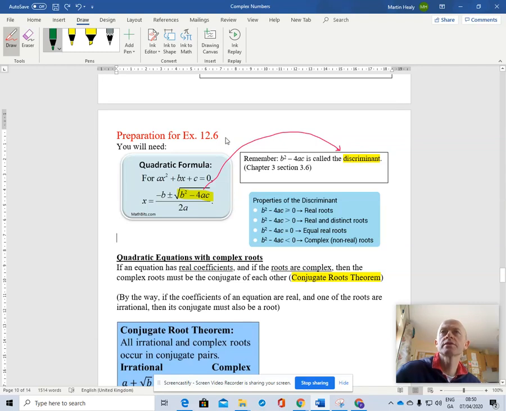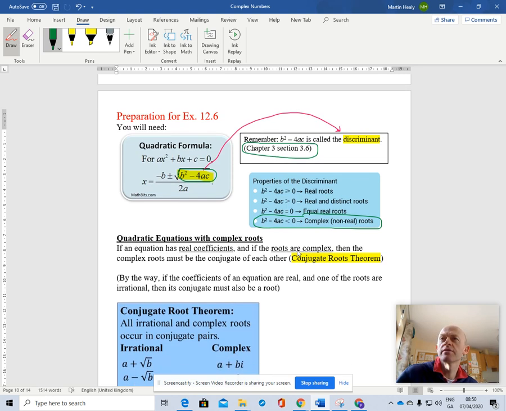This is preparation for exercise 12.6. You need to go over maybe chapter 3, section 3.6 of the quadratic formula. What determines the nature of the roots in a quadratic formula is the discriminant, which is the bit inside the square root in the quadratic formula, b squared minus 4ac. So in this chapter, I guess we're interested in a situation like this, where b squared minus 4ac is less than 0. That means the roots are not going to be real.